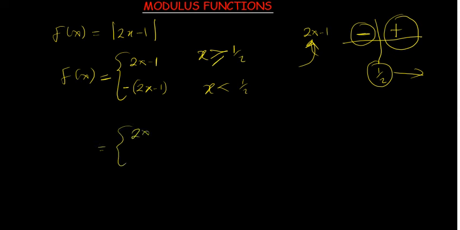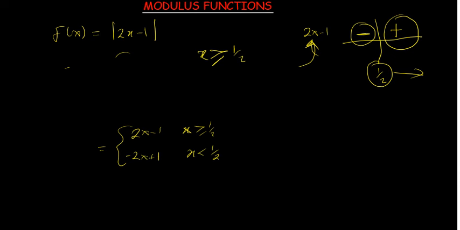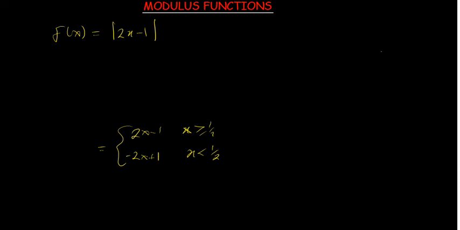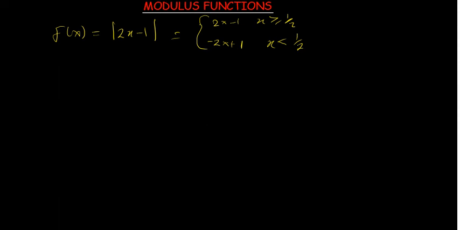What you have is 2x minus 1 for x is greater than or equal to 1 over 2, and we can distribute the negative. That will be negative 2x plus 1 for x is less than 1 over 2. So at this point I can remove that, and then I can write this side so that I have space. 2x minus 1 for x is greater than or equal to 1 over 2, and then negative 2x plus 1 for x is less than 1 over 2. Now from here we can try to sketch our graphs.